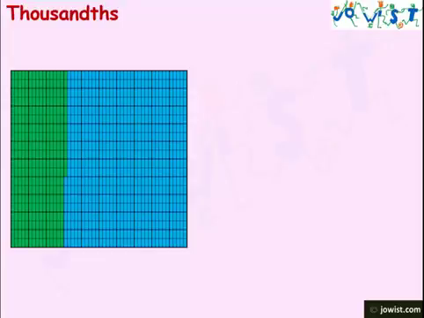Now, how to find the number of rectangles shaded blue? Yes, we will subtract 312 from 1000. It is equal to 688. 688 small rectangles are shaded blue.